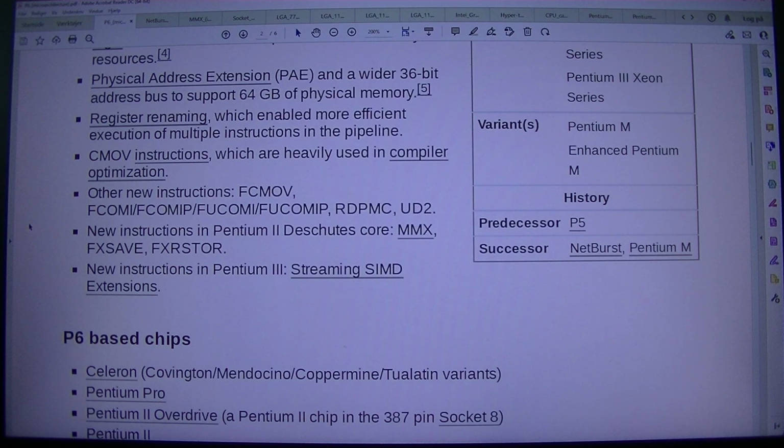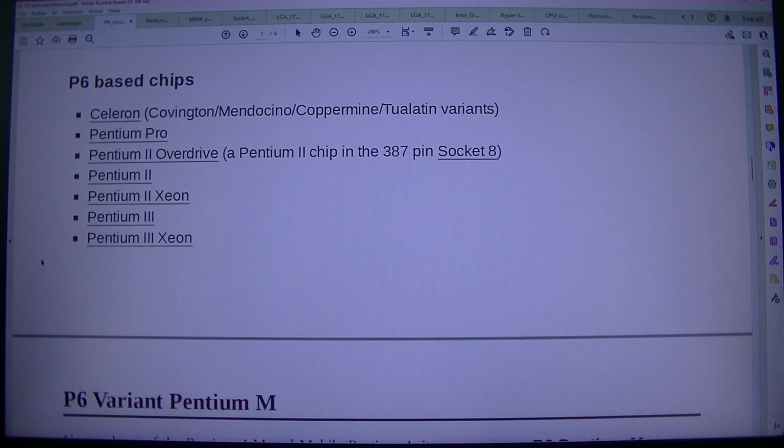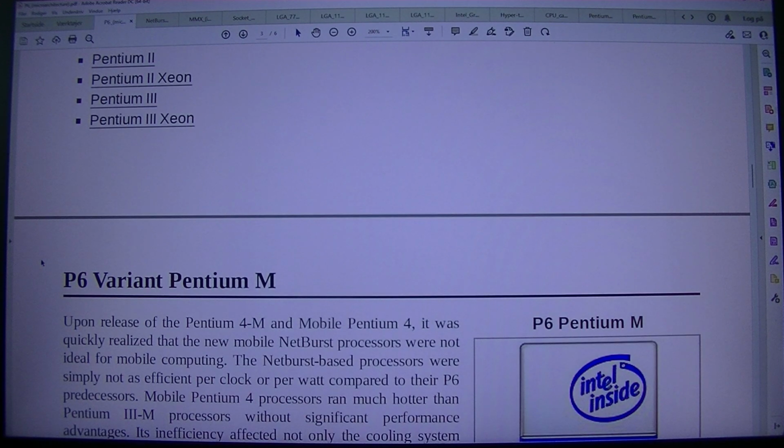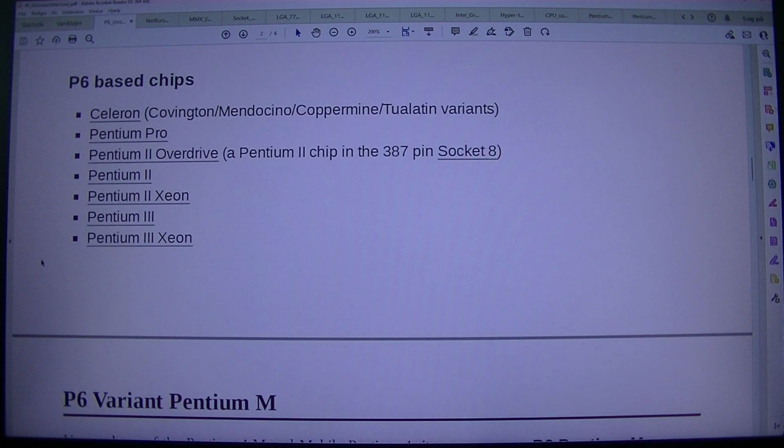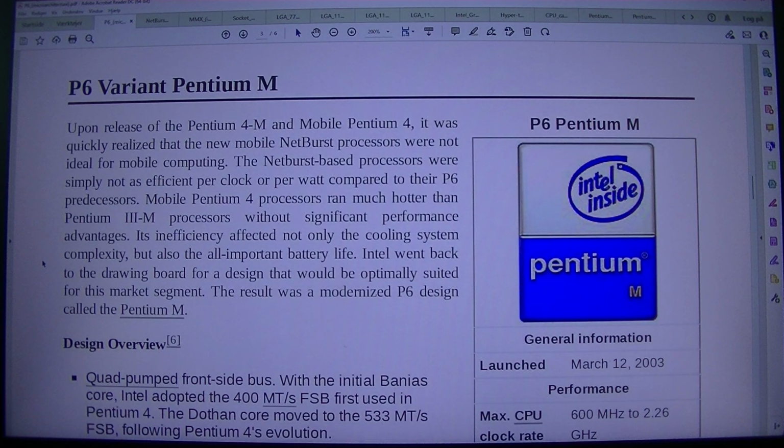New instructions in Pentium 2 P6 core: MMX, SSE. New instructions in Pentium 3: Streaming SIMD Extensions. P6 based chips: Celeron, Covington/Mendocino/Coppermine/Tualatin variants. Pentium Pro. Pentium 2 Overdrive, a Pentium 2 chip in the 387-pin Socket 8. Pentium 2. Pentium 2 Xeon. Pentium 3. Pentium 3 Xeon.